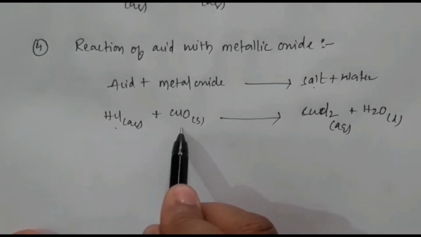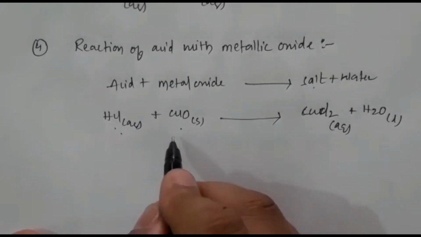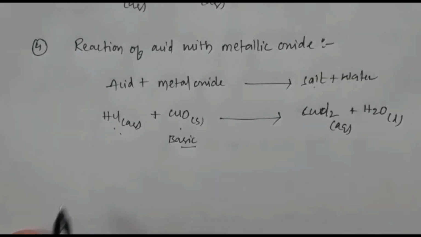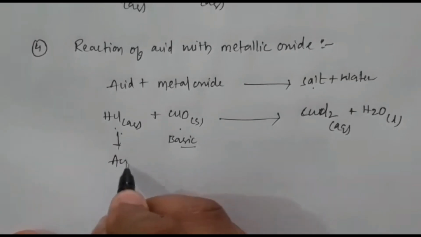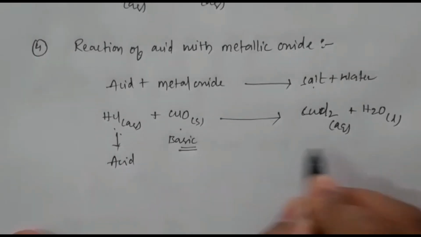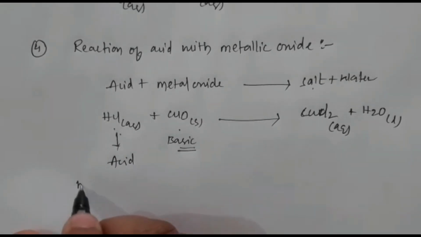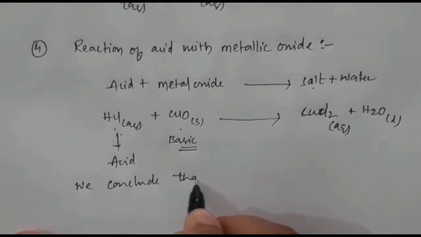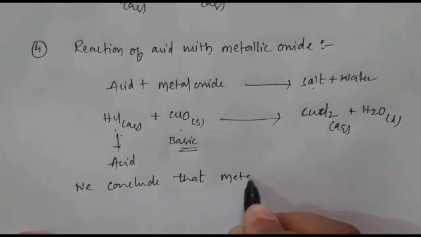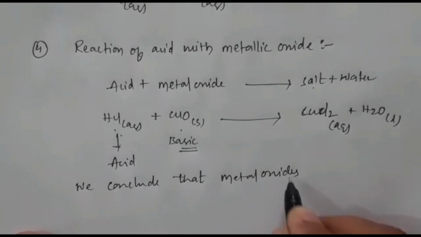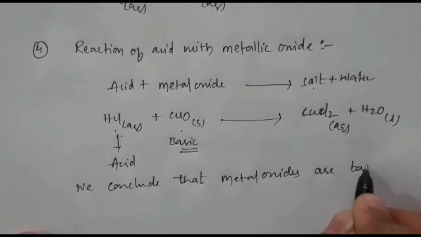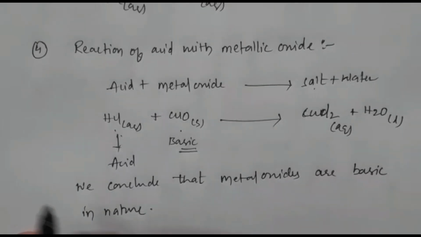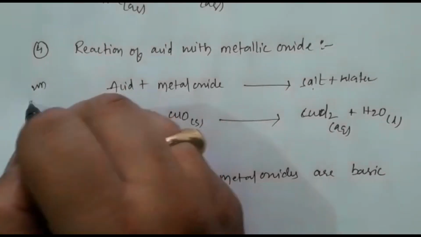So copper oxide is reacting with HCl, which means copper oxide is basic in nature, right? HCl is an acid, and copper oxide is a basic substance, so it will give you salt and water. So what is our conclusion? We conclude that metal oxides are basic in nature. So when they react with acid, they give salt and water. Very important 2 marks question for you, children.